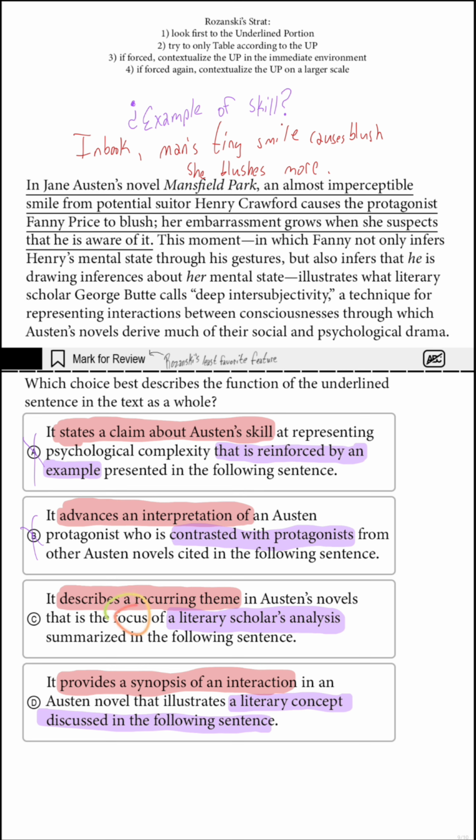And the final nitpick is the focus. Nowhere in this portion do I have that Mr. Butte focused on this thing. He could have been talking about literature as a whole, and this was just like a minor little part of it, the coming up of this term. So don't like recurring, don't like theme, don't like focus, and this one's just chill, so I'll pick the chill one.